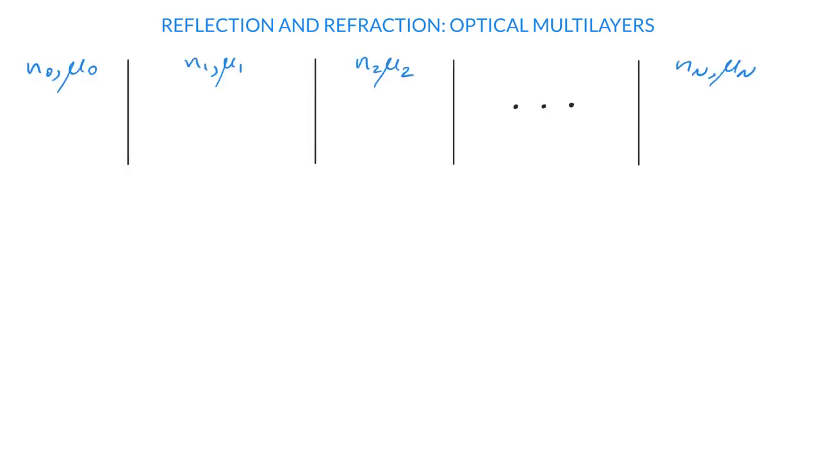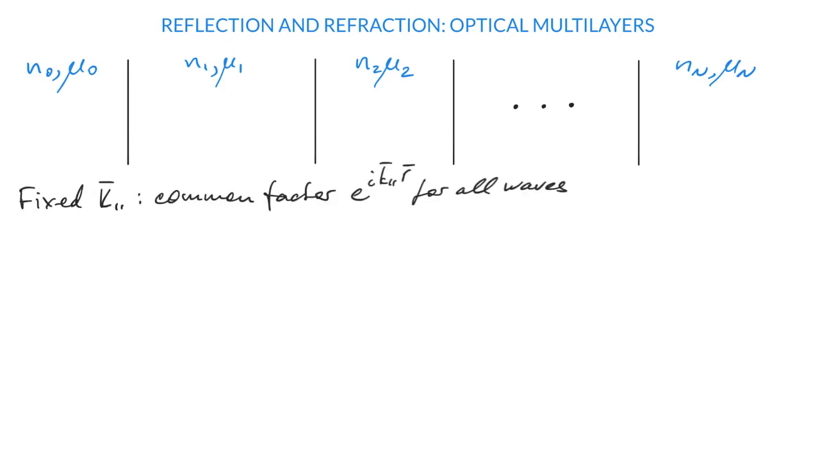So in this problem, we have a series of regions with different properties, and the task boils down to applying the boundary conditions between these regions for the tangential components of the electric and magnetic fields. The whole analysis should be performed at the fixed value of k parallel. That's the projection of the wave vector onto the plane of the interfaces, because it is the same for all waves that are being matched.